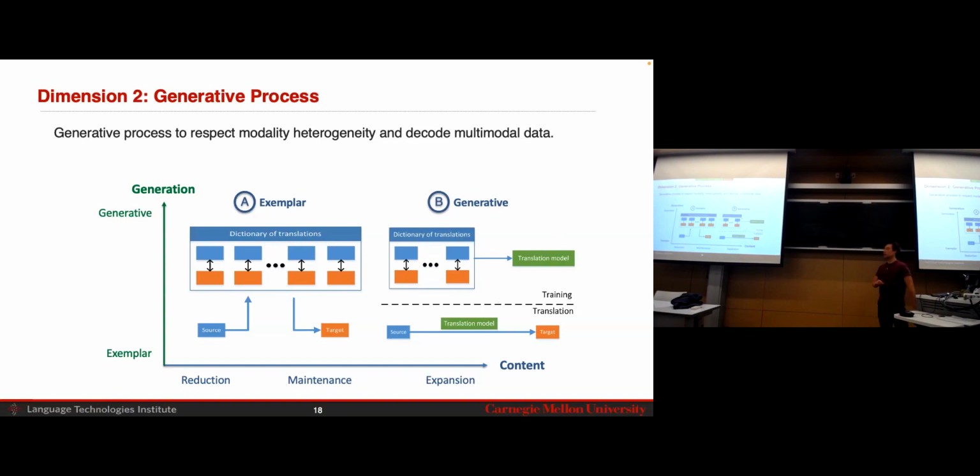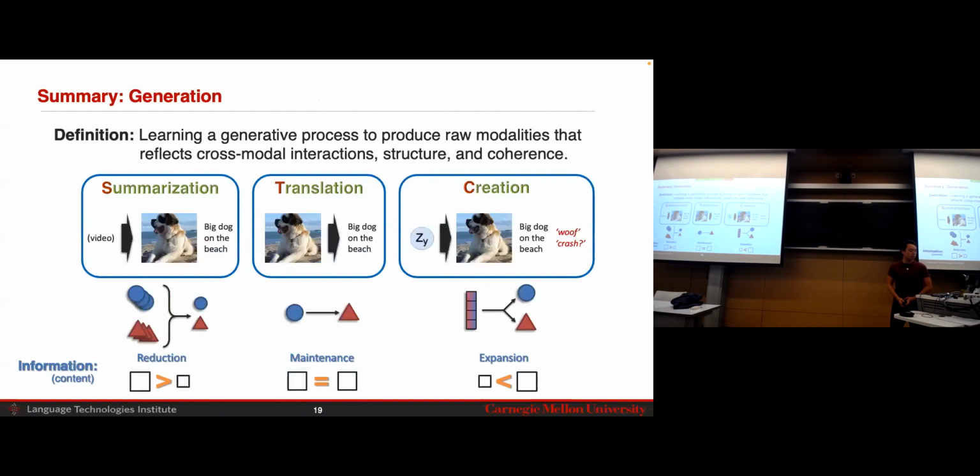The exemplar-based is typically more rigid. You're going to get better guarantees on what you can output, but you're also limited to the amount of examples that you have in your dictionary of translations. So again, that was a very quick overview of generation. Three things: summarization, translation, and creation, and two dimensions: how the information content changes as we maintain or increase these modality interconnections, and how do we actually do the generation through generative models.